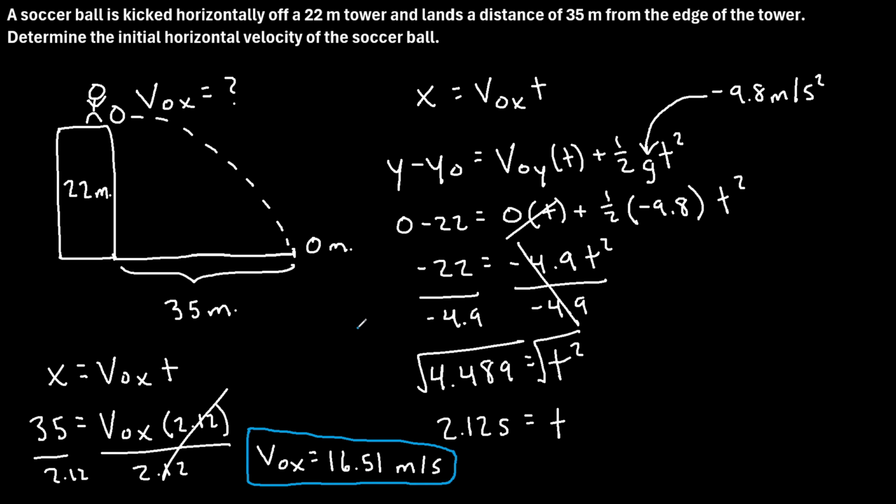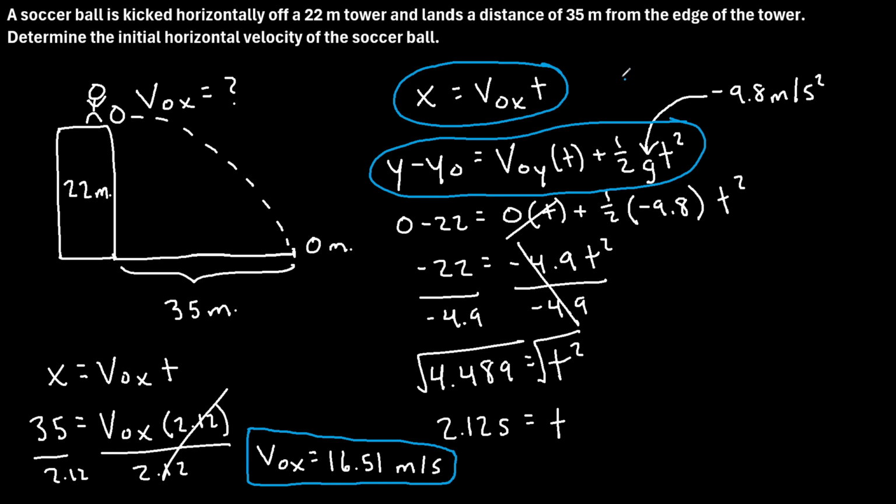So that is how you can find the initial velocity. The two key equations that you have to know are this first equation right here and this second equation right here. If you know these two equations, then you can always solve this type of problem that involves kicking some ball or throwing some ball off of a tower.